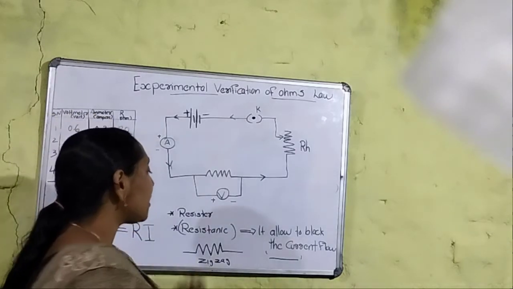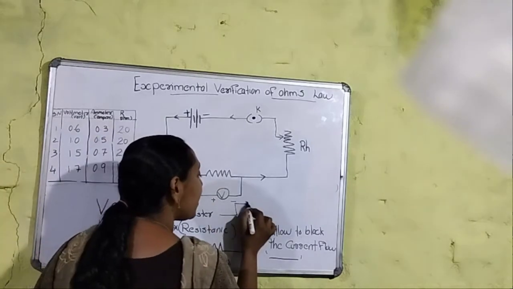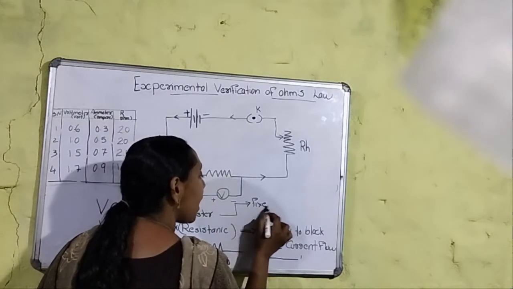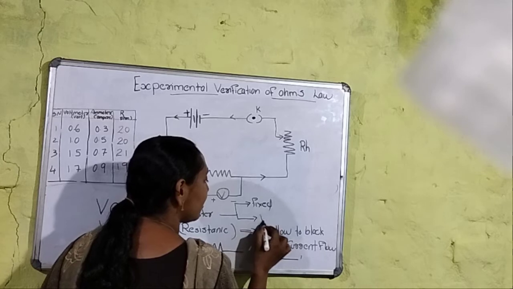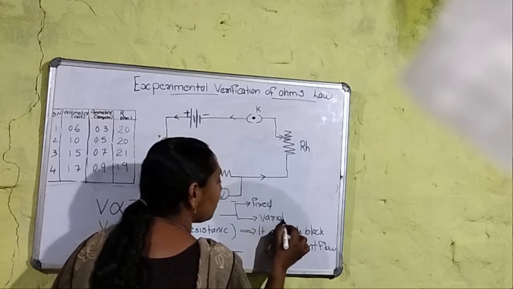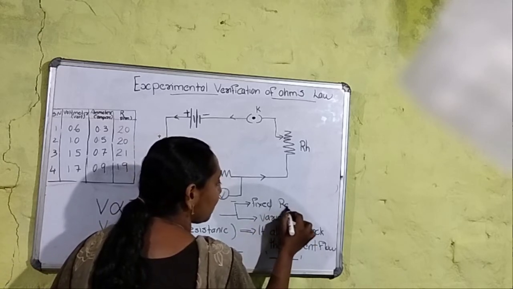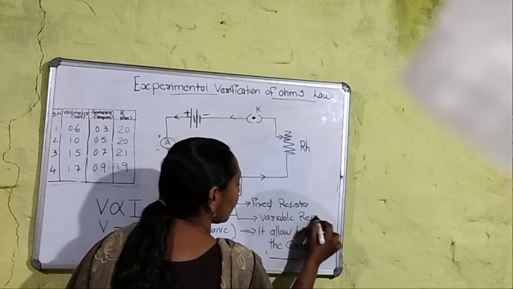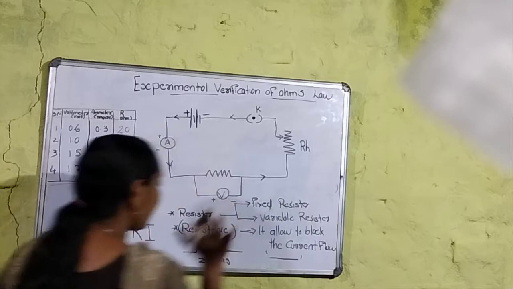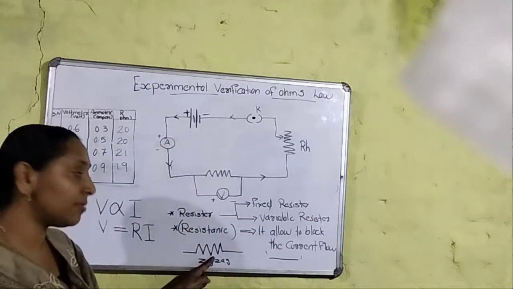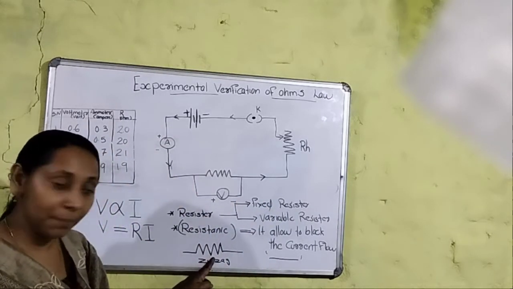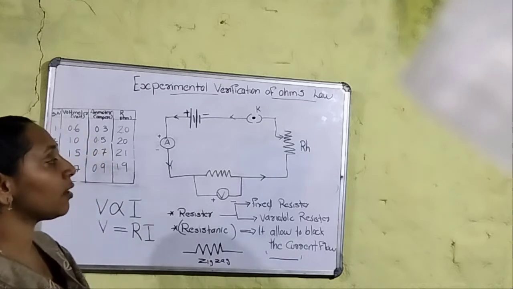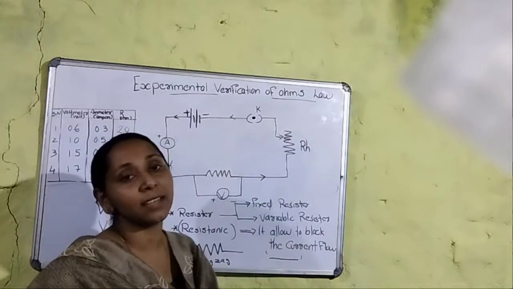The resistor is commonly of two types: fixed resistor and variable resistor. The fixed resistor is denoted in the zigzag way, and one example of the variable resistor is the rheostat.